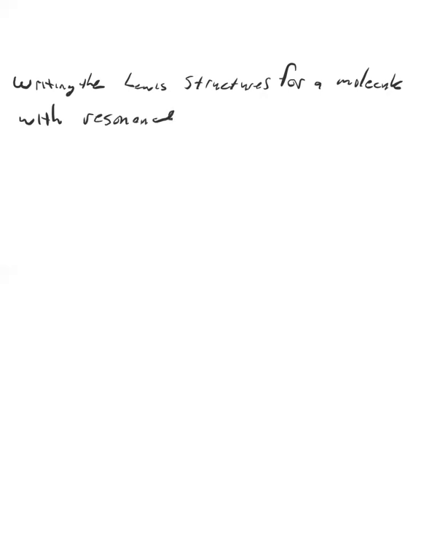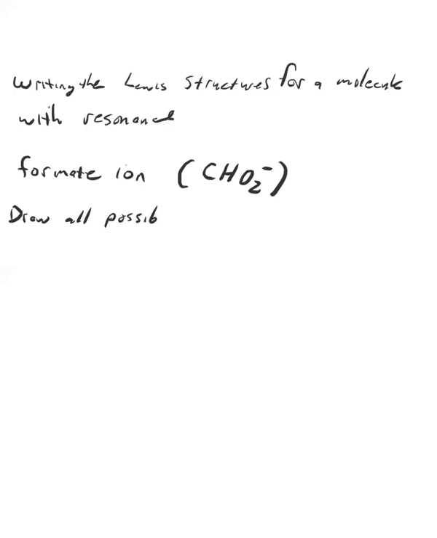Okay, so they say draw the Lewis structure for the polyatomic ion. And so here's an example, the formate ion. They draw it as CHO2 minus. And they say to draw all possible resonance structures.